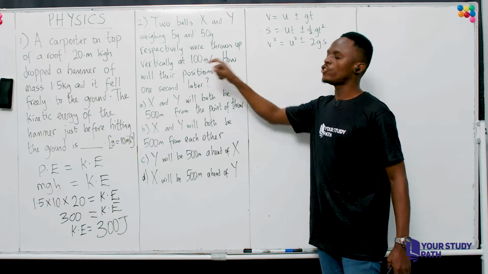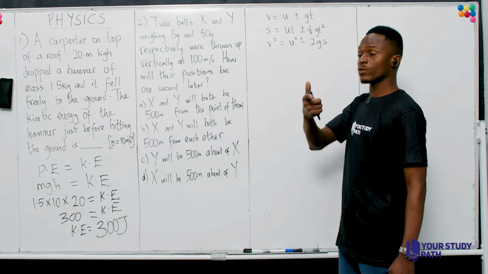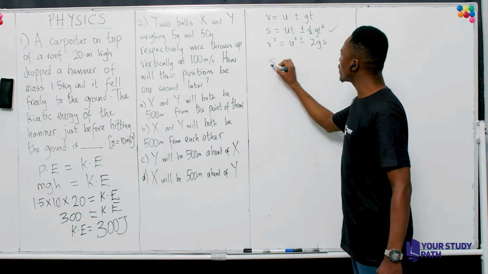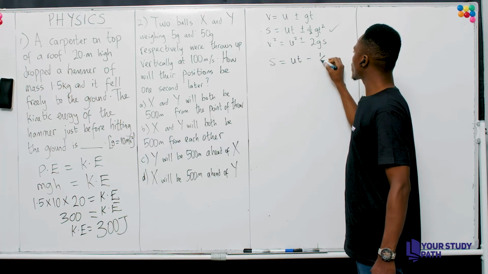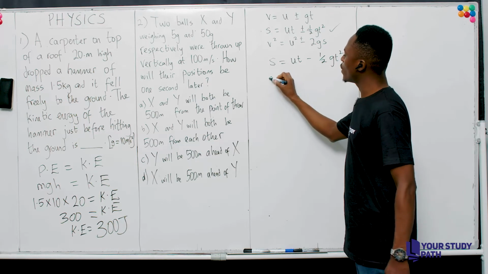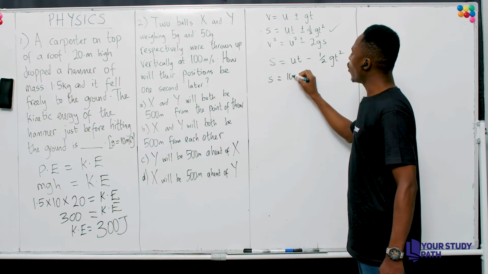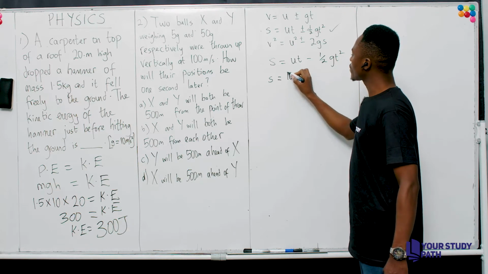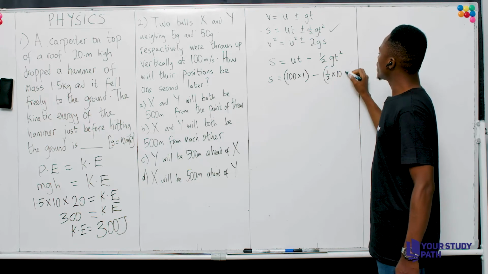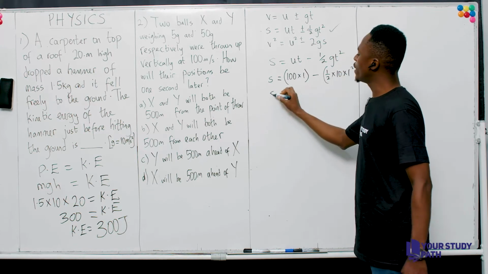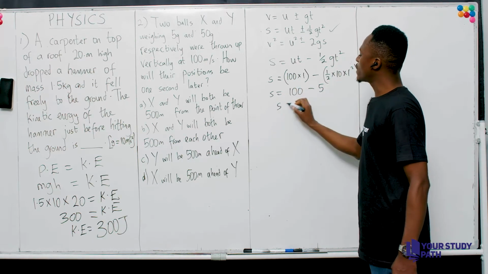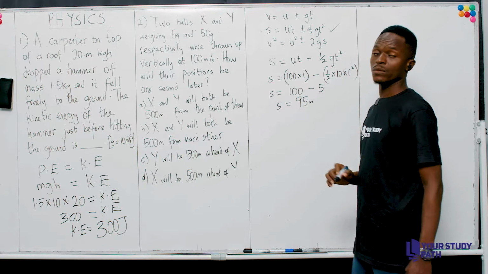Also, being given the initial velocity with which the bodies are thrown up, we have that this would fit in as the perfect formula. And we are using S equals ut minus half gt squared. Check this out. We have S value to be determined. U value is 100 multiplied by 1, minus half multiplied by 10 multiplied by 1 squared. From here, S becomes 100 minus 5. S is equal to 95 meters.